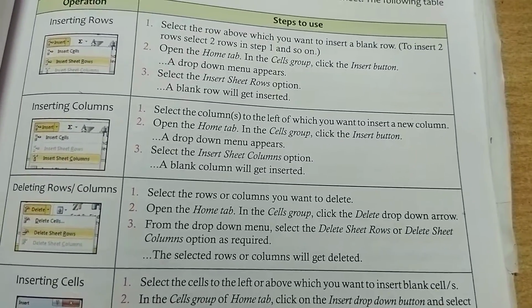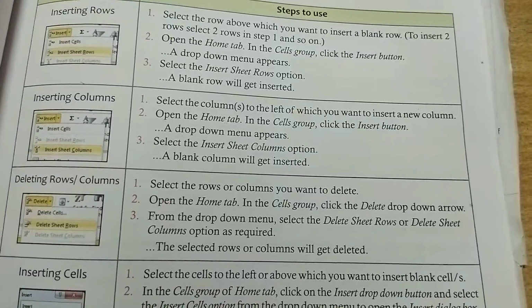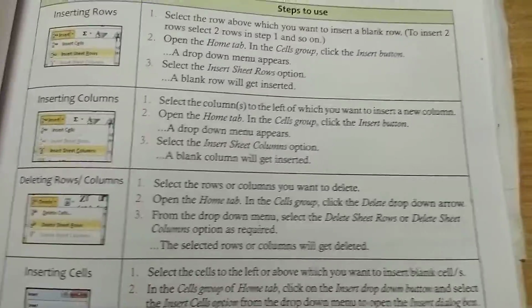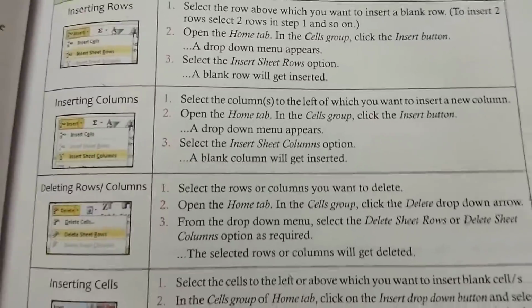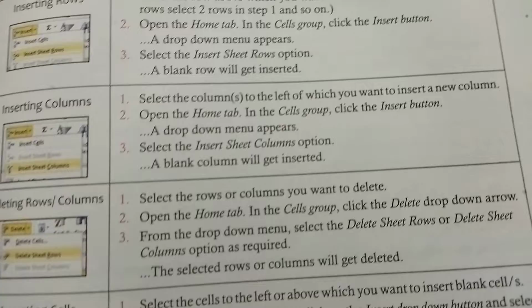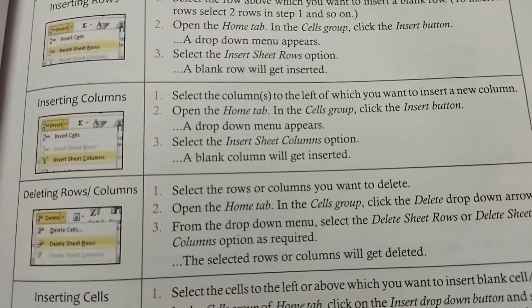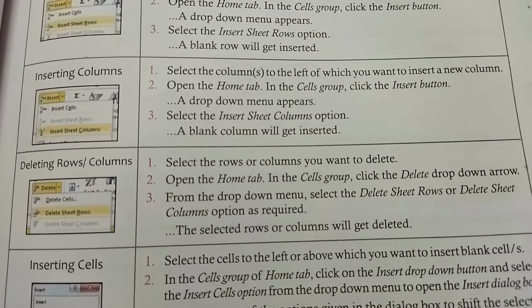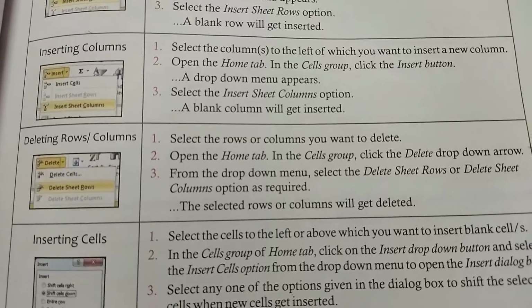Then inserting a column. Select the column to the left of which you want to insert a new column, and open the Home tab. In the Cells group, click the Insert button. A drop down menu appears. Then select the Insert Sheet Columns option, and a blank column will get inserted.